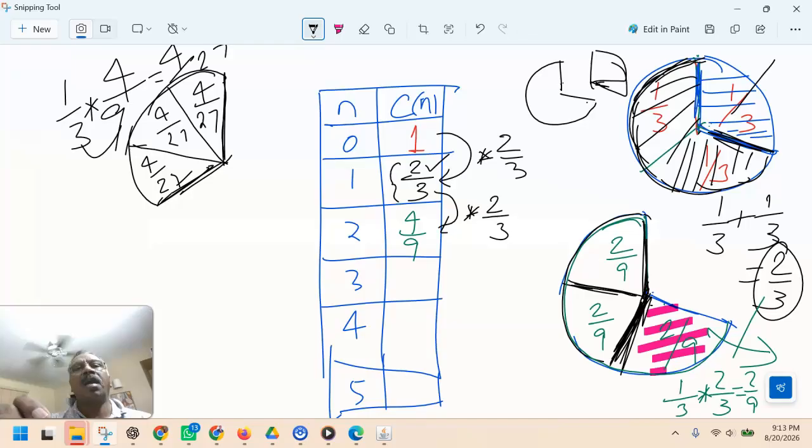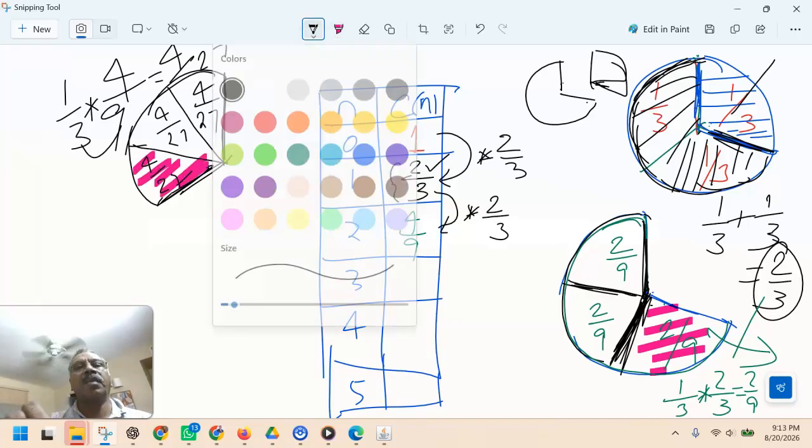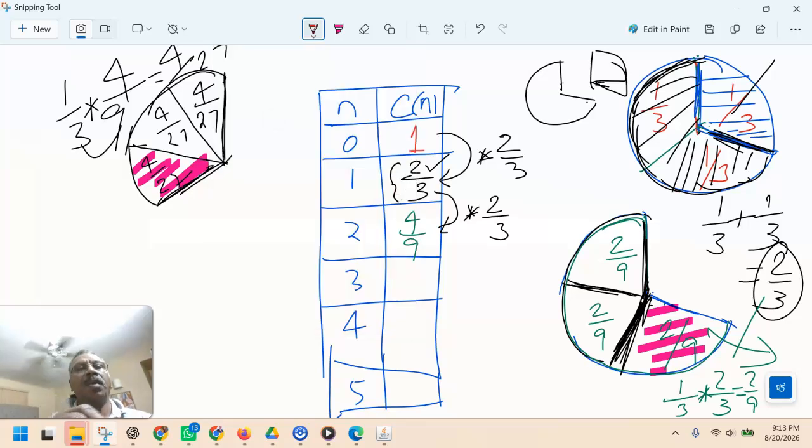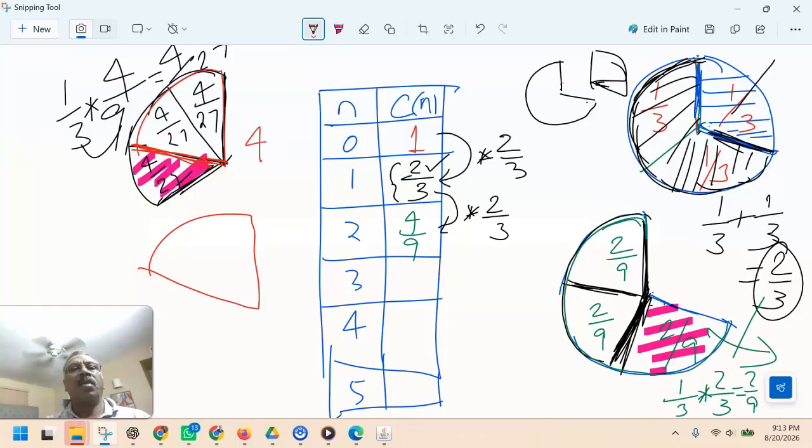So another student comes and eats this. How much is remaining is the question. What is remaining is this red color. So 4 over 27 plus 4 over 27 is 8 over 27. So this is 8 over 27. And how do you get this also?